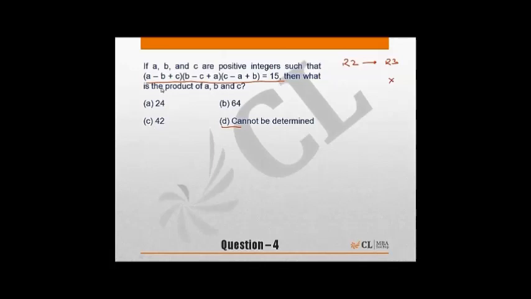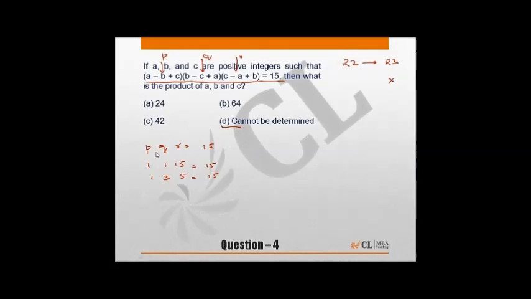Effectively I can say A minus B plus C, let me say this is P, this is Q, and this is R. Effectively we are saying P, Q, R is equal to 15. So what are the 3 numbers which can be multiplied to give us 15? It could be 1 into 1 into 15. It could be 1 into 3 into 5, equal to 15. So there are 2 cases. Any other case possible? No, because the only factors of 15 are 1, 3, 5 and 15. So these are the only 2 cases possible.